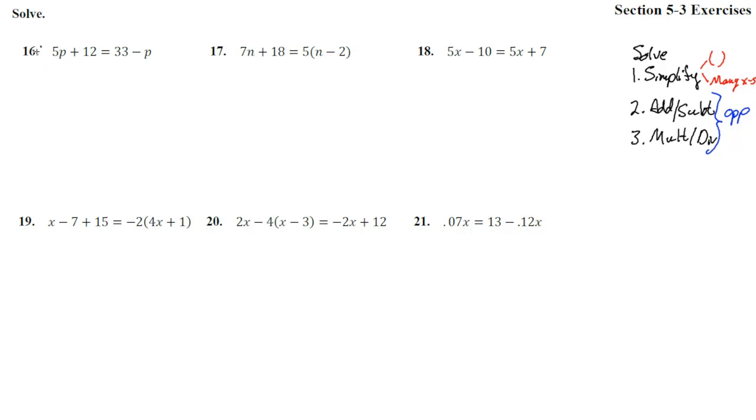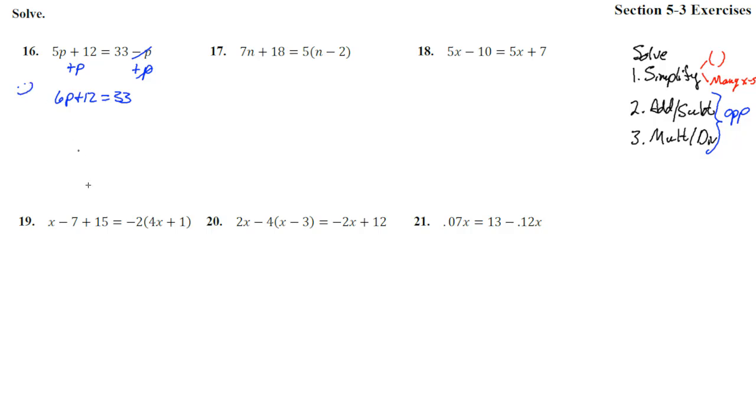Okay, so number 16, let's try this one. Do we have any parentheses? No. Do we have many p's in this case? Yes, we do. We either need to get rid of this set of p's or this set of p's. Easy one is to add p to both sides. Notice we just add it to both sides, and this side it goes away and it shows up over here as 6p plus 12 equals 33.